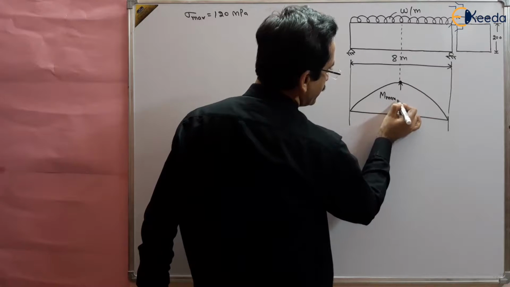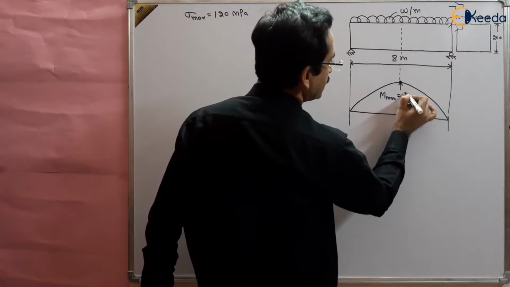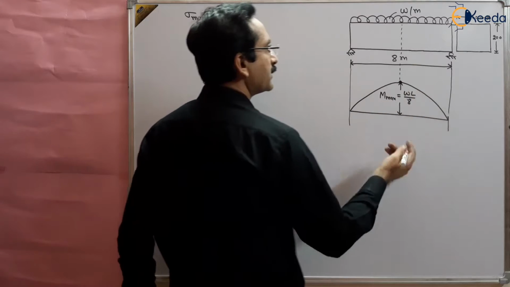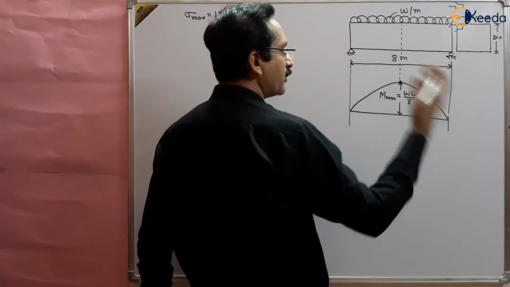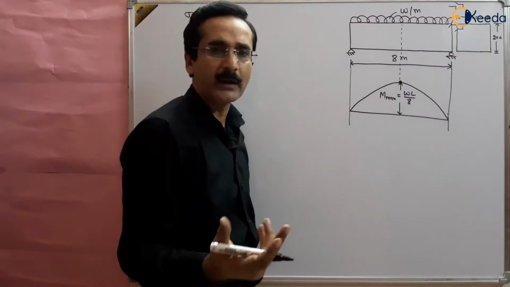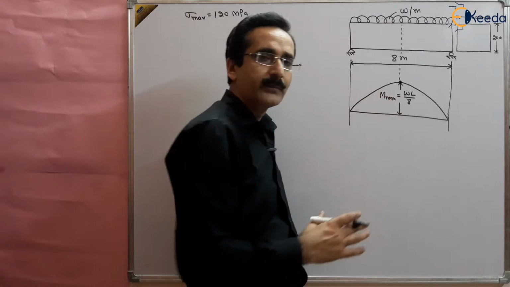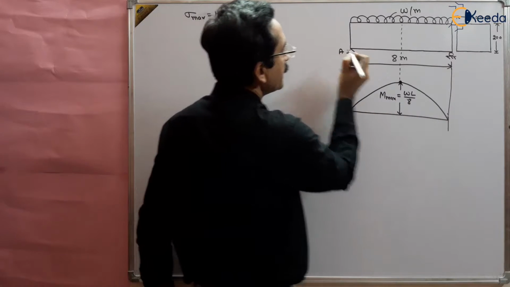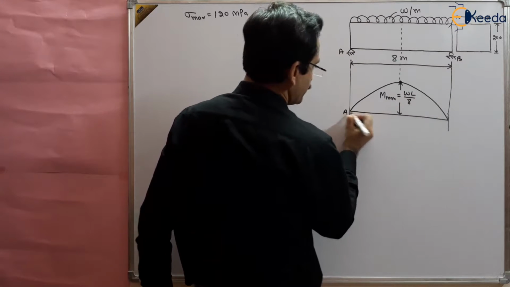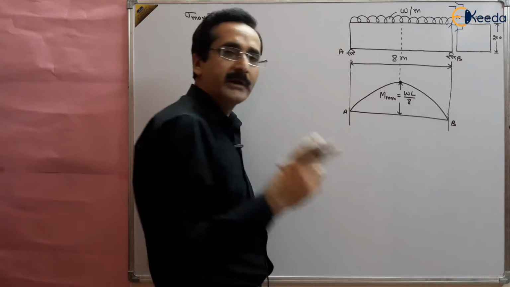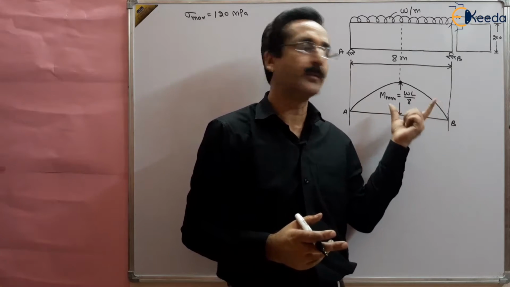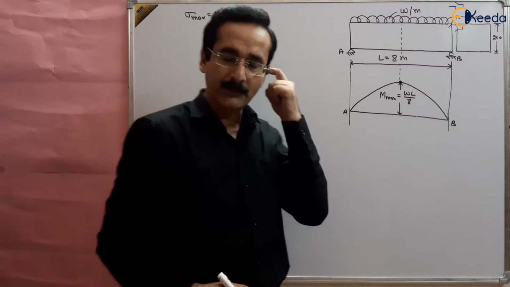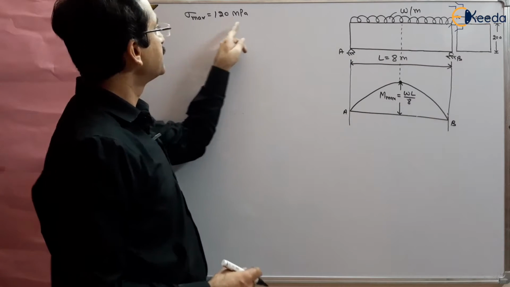This is given by, remember, WL by 8. You can solve it by taking a section, but because we have already solved it in our shear force and bending moment diagram chapter, we are not solving it here. So this is given by WL by 8. The beam will be designed for this maximum bending moment WL by 8, where L is the length of the span of this beam. So sigma max is 120 megapascal.